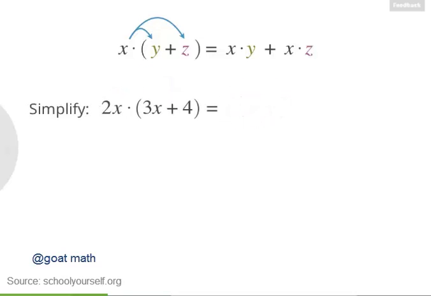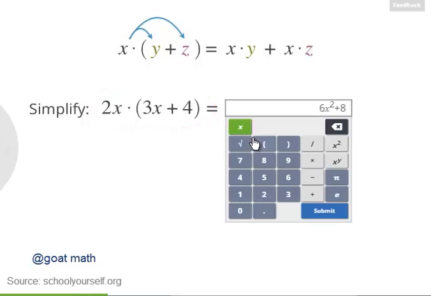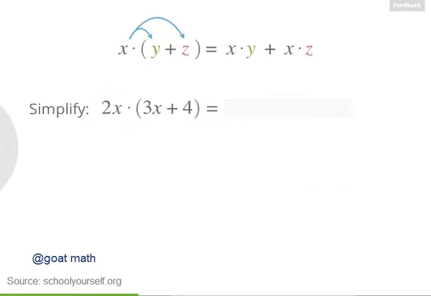Try another example. What's 2x times 3x plus 4? Nicely done. This equals 6x squared plus 8x. So now you've got some practice multiplying monomials and binomials. Next, let's look at multiplying two binomials together.